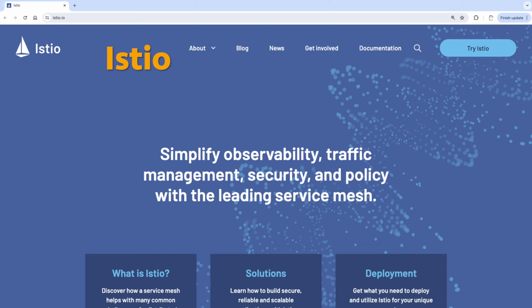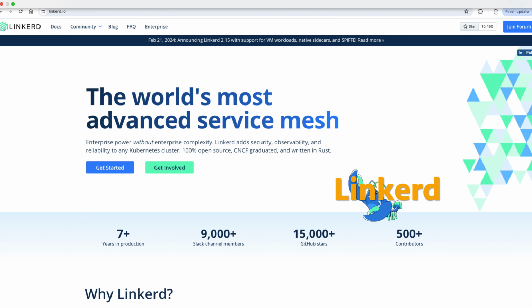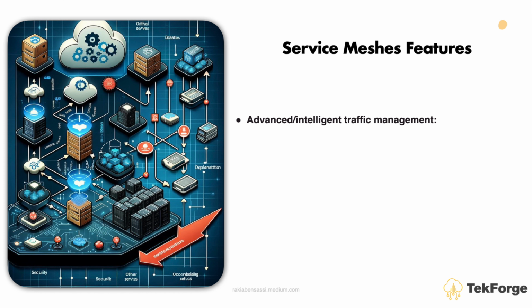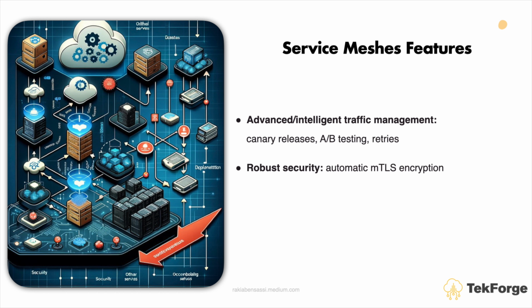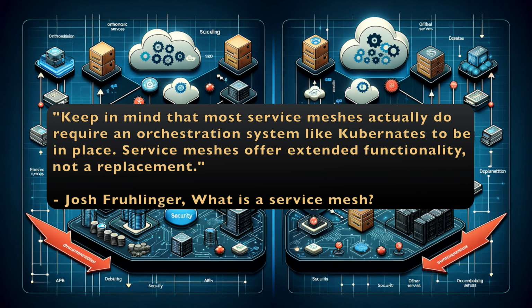Service meshes like Istio, Linkerd, and others offer a range of features that go beyond what Kubernetes alone provides. These include advanced or intelligent traffic management, like canary releases, A/B testing, and retries, robust security with automatic mTLS encryption, deep observability through detailed telemetry data, and more. These features can significantly enhance the development and operation of microservices, especially in complex, large-scale environments. Keep in mind that most service meshes actually do require an orchestration system like Kubernetes to be in place. Service meshes offer extended functionality, not a replacement.